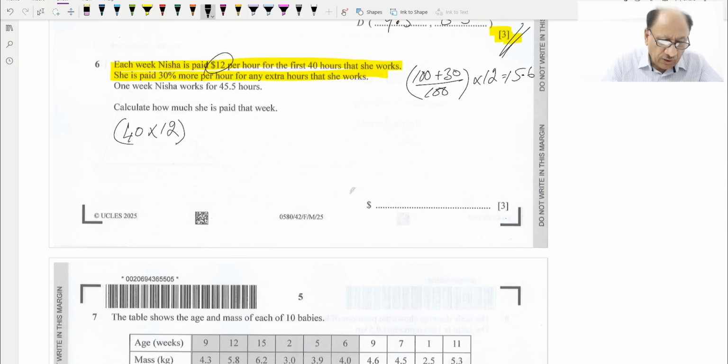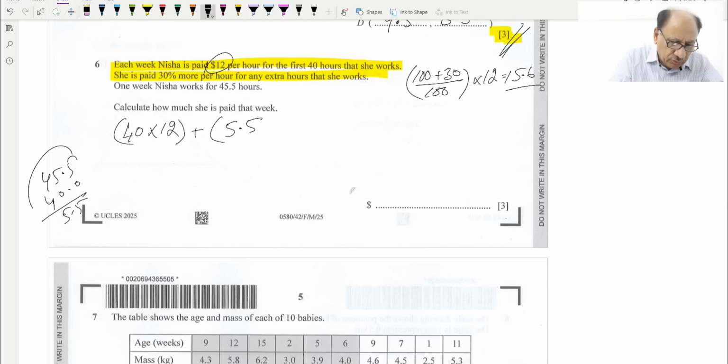So in 1 week Nisha works for 45.5 hours. So 45.5 hours means 5.5 hours more than 40. So in this one we will be adding 5.5. From where did we get 5.5? 45.5 minus 40.0 will be 5.5. So this is the rough work.